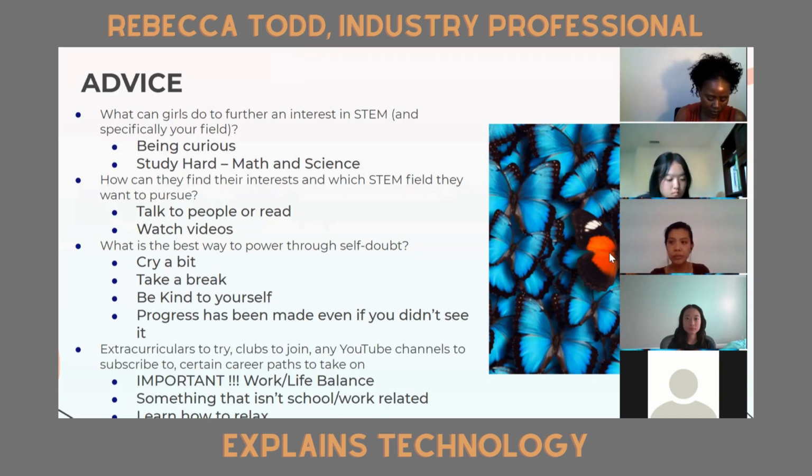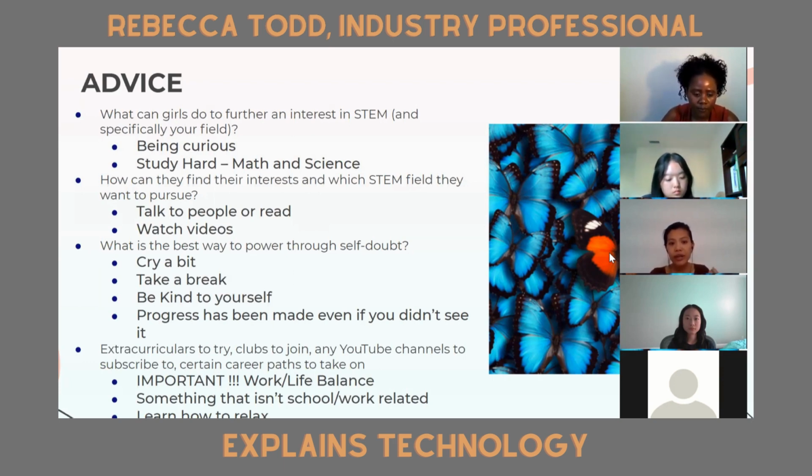Secondly, study really hard. Get really good at your math and science. Those are your bread and butter for wherever you go, whether it's engineering or coding or the hard maths or being a doctor. We all start with math and science. So make sure you're diligent about knowing the fundamentals, because it all builds up.